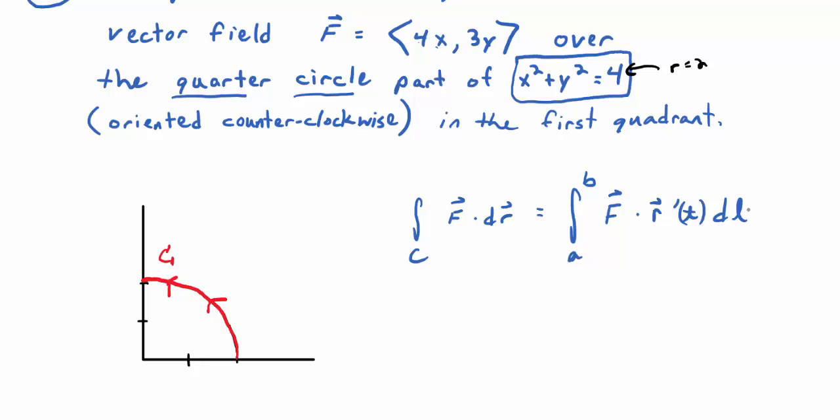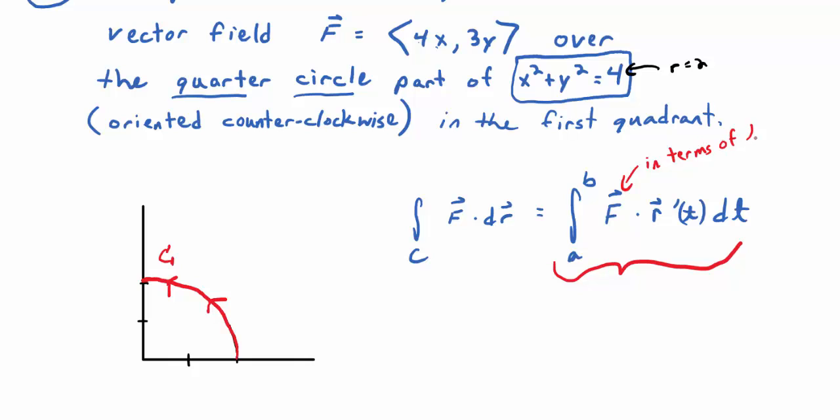This formula on the right here is the computational formula. And it tells you what you need to find. It tells you that, well, you need to find r prime of t. In order to find r prime of t, you need r of t. So you kind of work the symbolism from inside out. You need r prime of t. Also, to get this integral in terms of t, you're going to need f in terms of t.